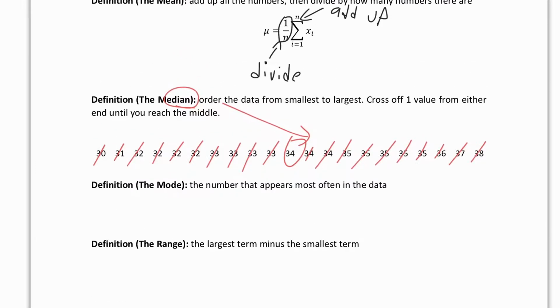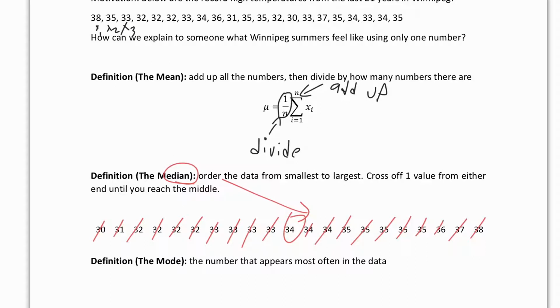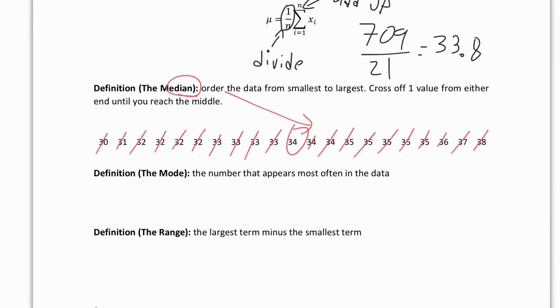Now, just to back up, we could also do the mean. We can go ahead and calculate this. If you add up all of these numbers on a calculator, you're going to get 709. That's going to be the total when you add them up, and it's over 21. So if we type that in on a calculator, 709 divided by 21 would be 33.8 if we round it to one decimal place. And notice these are not the same number. The average highest temperature was 33.8, and the median was 34. Now they're close to each other, but they're not exactly the same number. That's why we have different number summaries.